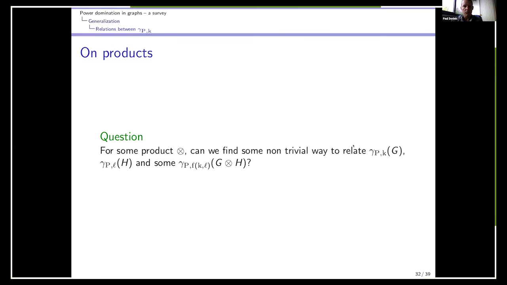And so we have some general question on products, and so the question becomes very general. If you know gamma_pk of G and gamma_pl of H, can we give a bound? Can we know something on gamma_p of some function of k and l of G times H for any product? So this is an infinite set of open questions, which is quite usual, quite convenient if you want, but they are not necessarily easy.